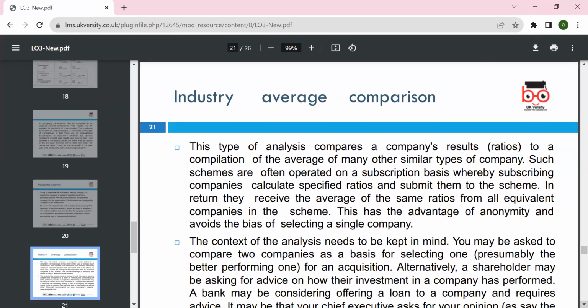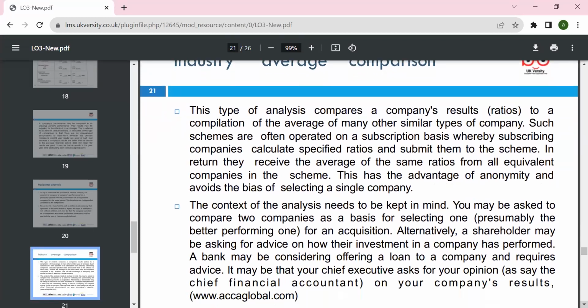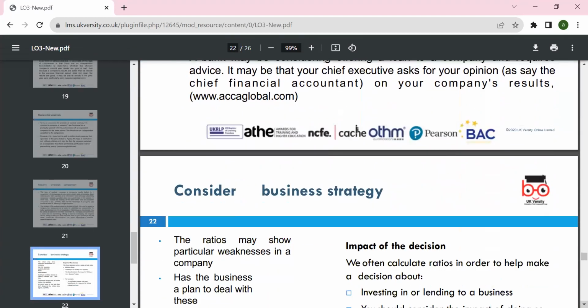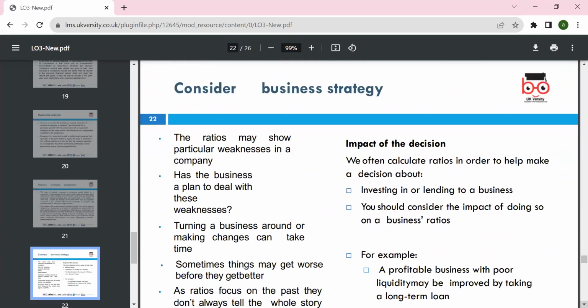That's also a good indicator which the financial analyst or management accountant will carry on looking at, and consider your strategy. The ratios may also help you consider the business strategy. If there is a cash problem, a liquidity problem, maybe you can change to a direct business model. You are assembling in India, like Dell computers, and selling throughout the world. Turning a business around, making changes, can take time. Sometimes things get worse before they get better.